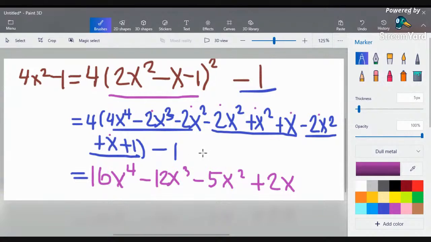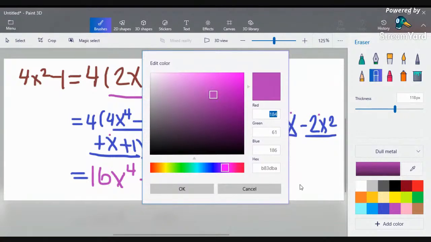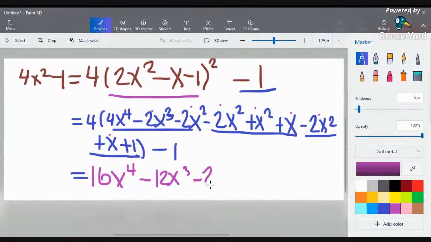Sorry, wait. It's wrong. We still have to multiply by 4. 4 times, what was that earlier? Negative 2 minus 2 is negative 4, then negative 3, negative 5 times 4, that's negative 20x squared.